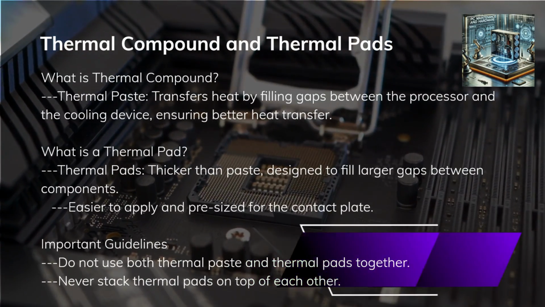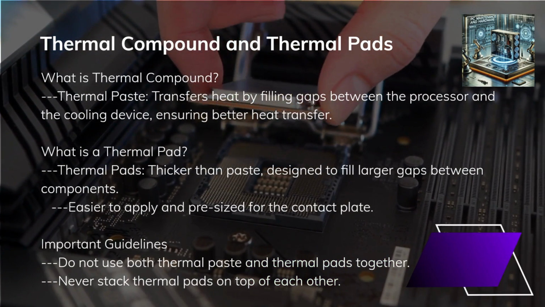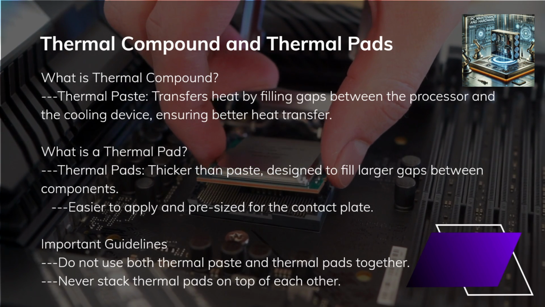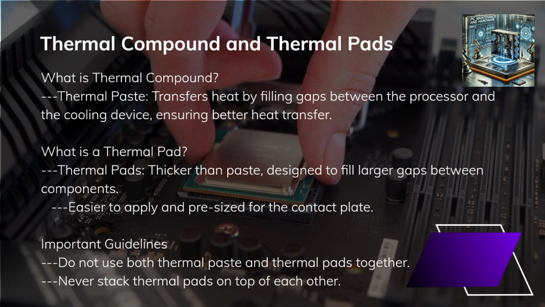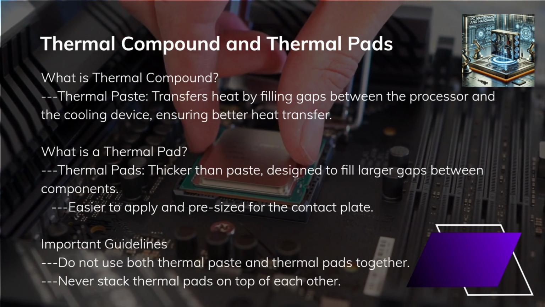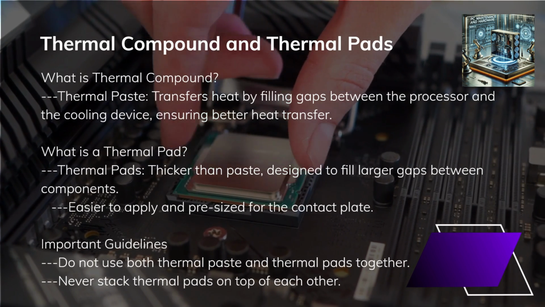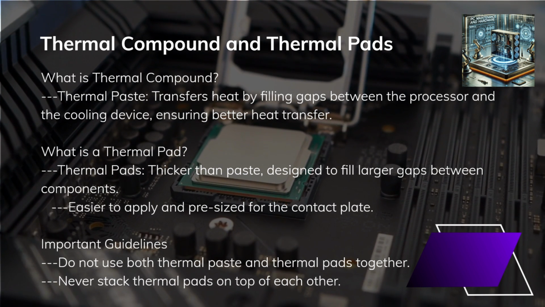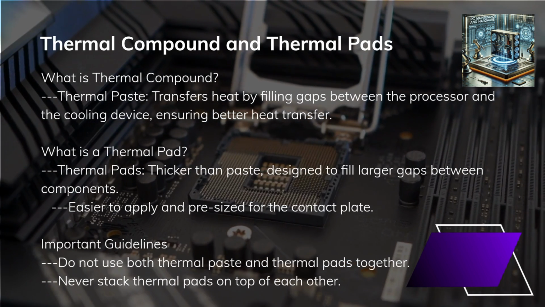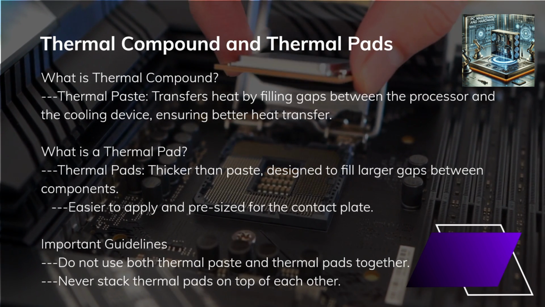To improve cooling, thermal compound, also known as thermal paste, plays a key role by filling the tiny gaps between the processor and its cooling device. This ensures efficient heat transfer. Another option is a thermal pad, which is thicker and better suited for larger gaps. Thermal pads are easier to apply and come pre-sized to fit the cooling plate.